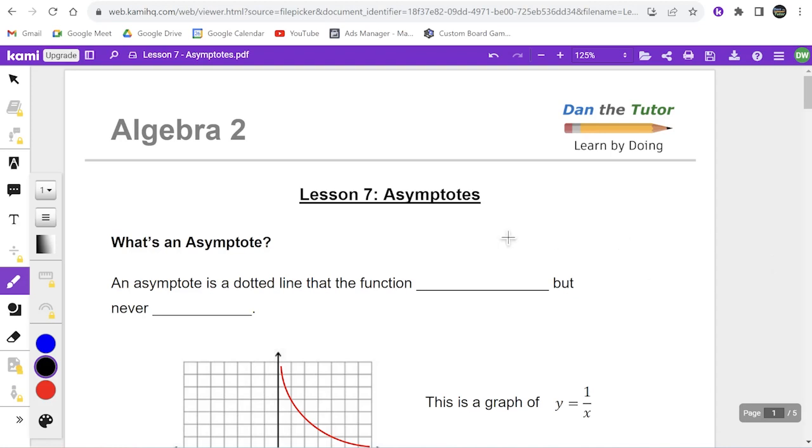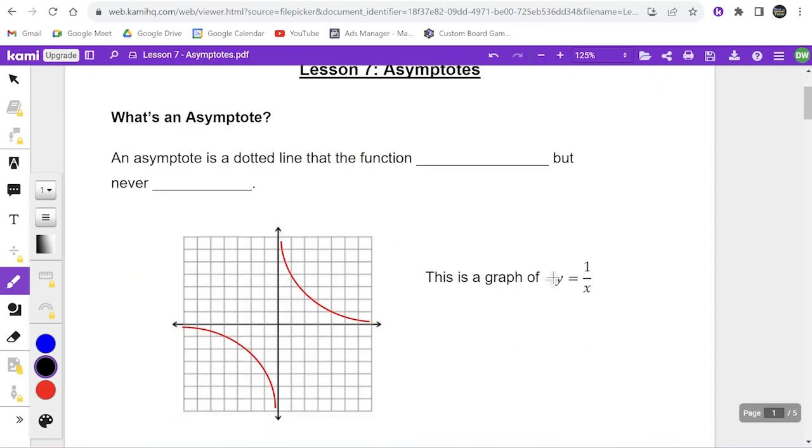So first let's start off with what is an asymptote. An asymptote, I do not have it on this graph right here. We're going to be drawing it. But an asymptote is a dotted line that the function approaches but never touches.